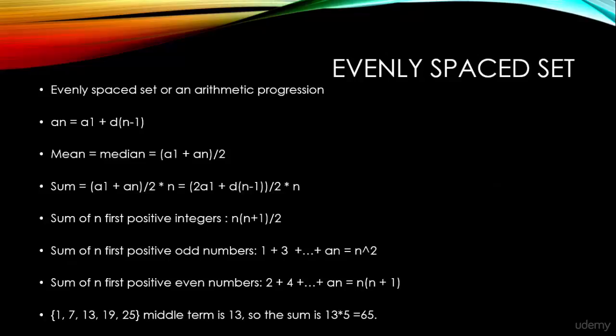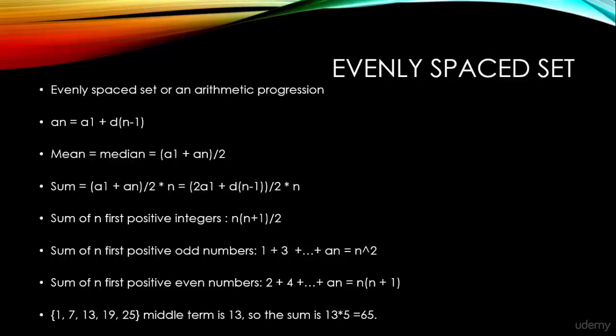The product of n consecutive integers is always divisible by n factorial. Evenly spaced set. Evenly spaced set or an arithmetic progression is a sequence of numbers such that the difference of any two successive members of the sequence is a constant. The set of integers 9, 13, 17, 21 is an example of evenly spaced set. Set of consecutive integers is also an example of evenly spaced set.